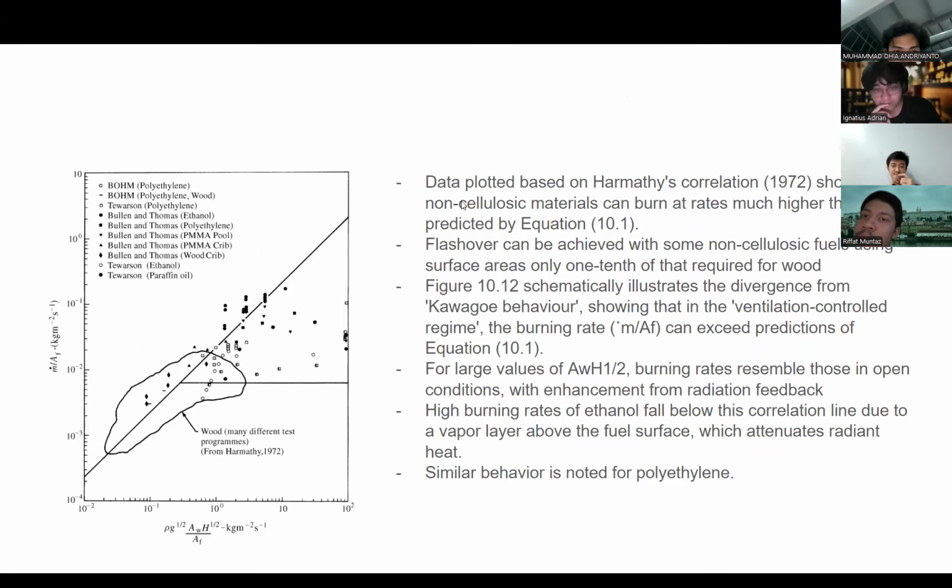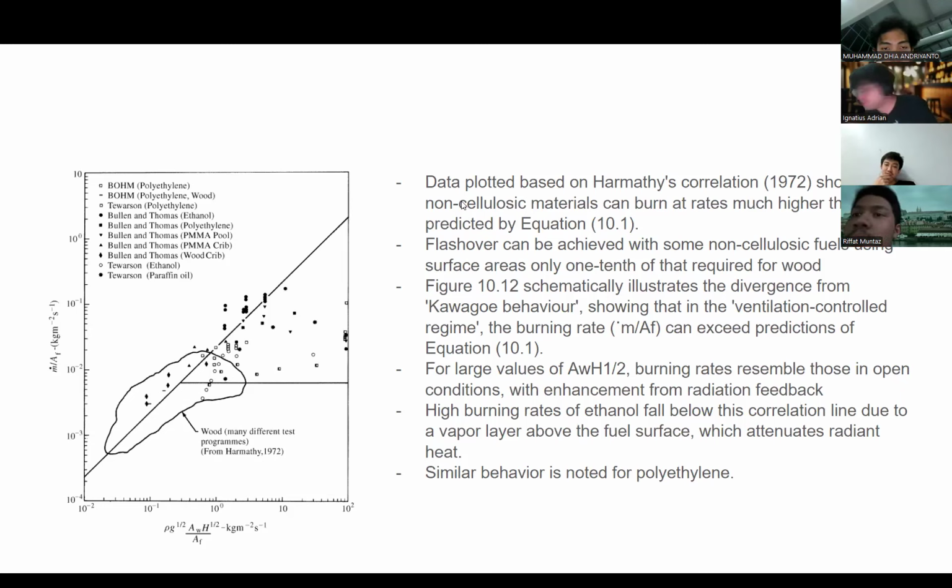So now we move to the Hermatist correlation, which, as you can see in the plot, shows non-cellulosic materials that can burn at rates much higher than predicted by equation 10.1. And as you can see, flashover can be achieved with some non-cellulosic fuels using surface areas only 1/10 of that required for wood.